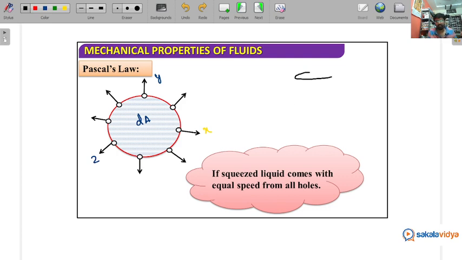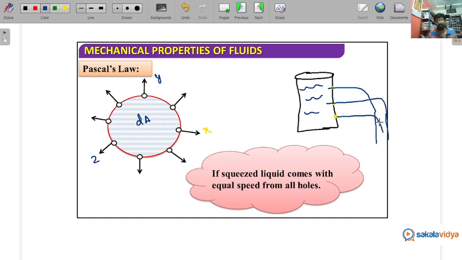So I'm going to consider a small cylinder or small container which is filled with juice or a liquid. If I make some holes at different locations, what happens? Water comes out, it gushes out, right? Whatever may be the place, the intensity of pressure is the same from all the three directions, or the pressure is the same from all the holes. So practically we can prove that Pascal's law is valid here.